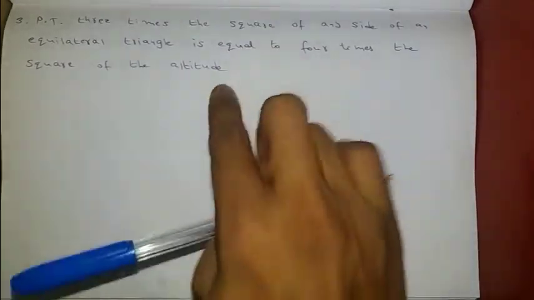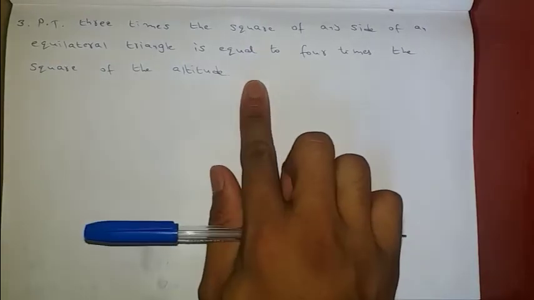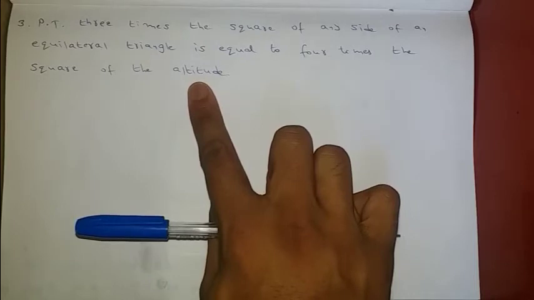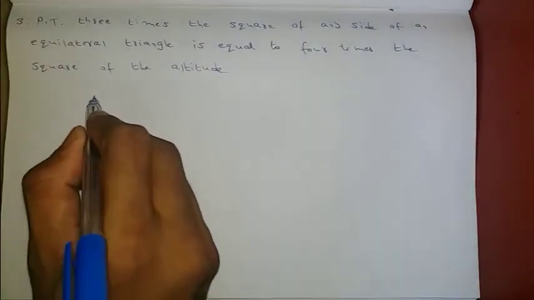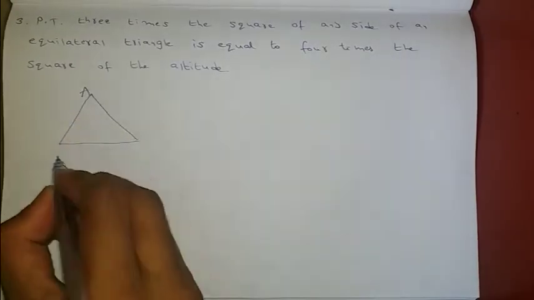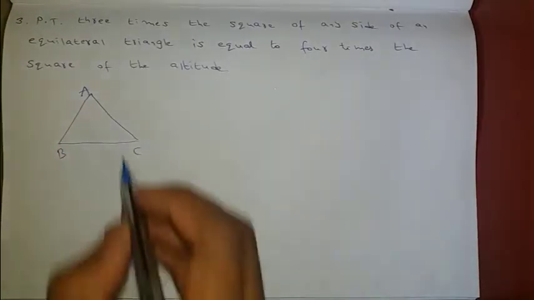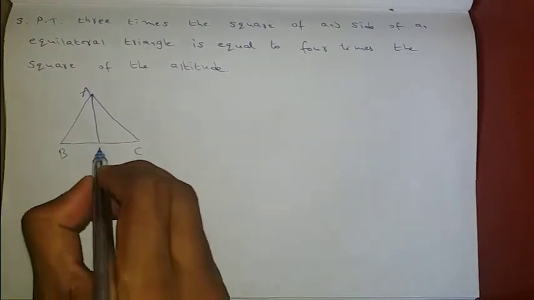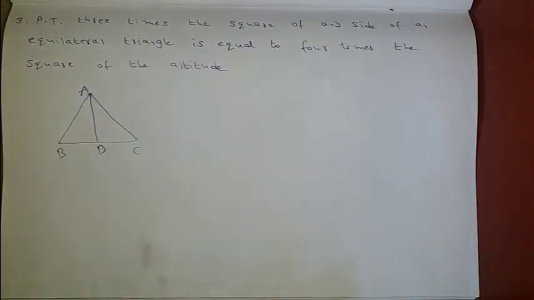Okay, the question is, prove that 3 times the square of any side of an equilateral triangle is equal to 4 times the square of the altitude. Altitude is nothing but height. So he clearly mentioned it is an equilateral triangle, so I am taking one equilateral triangle ABC. Now we have an altitude. From A, I'm joining one line onto BC, which is D. So AD is the altitude.